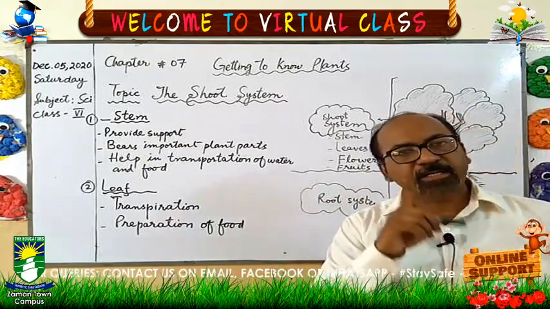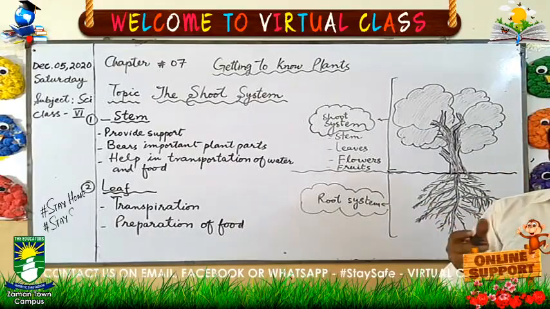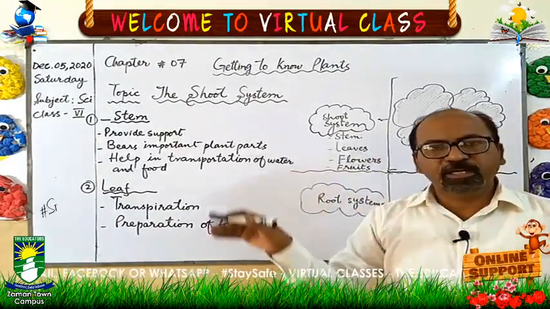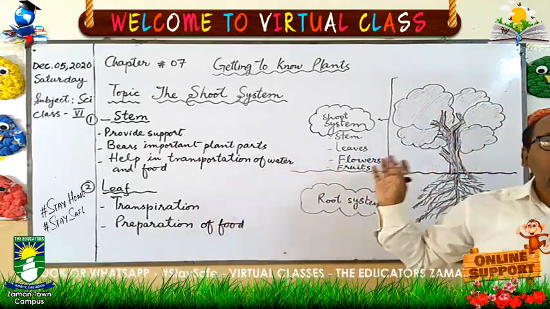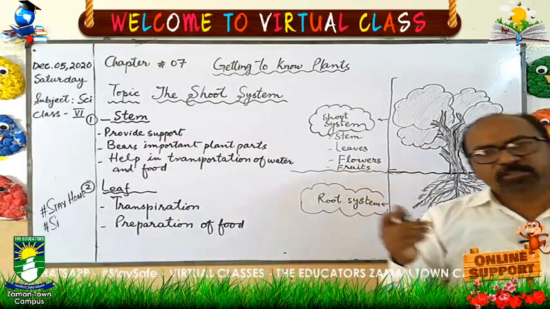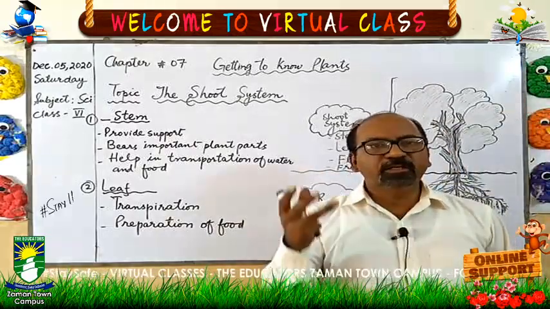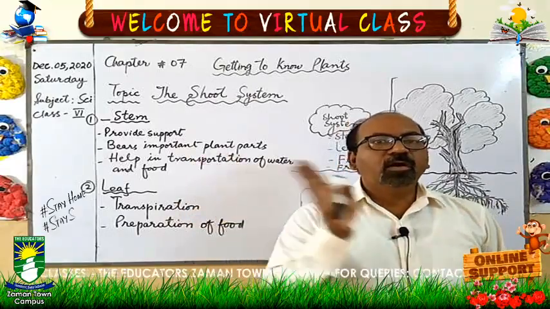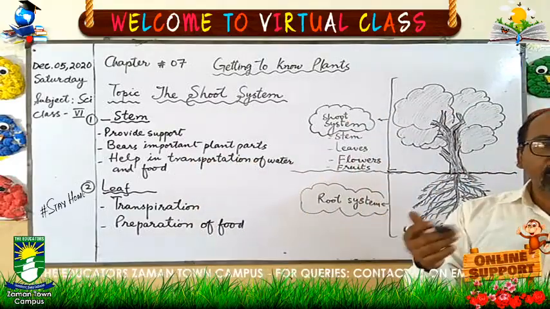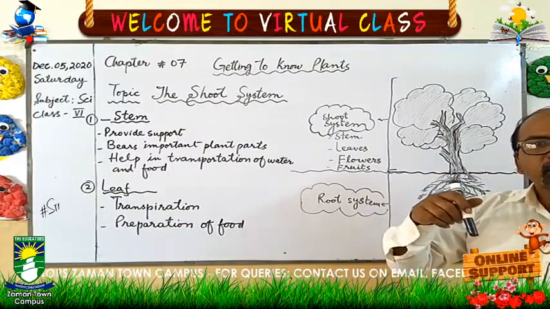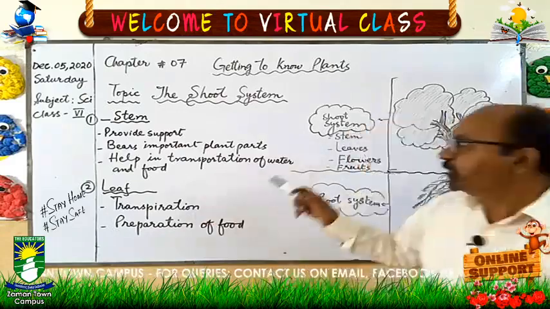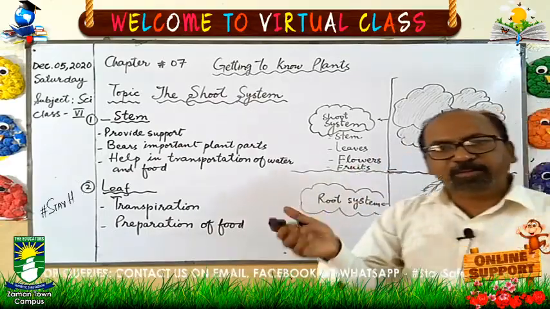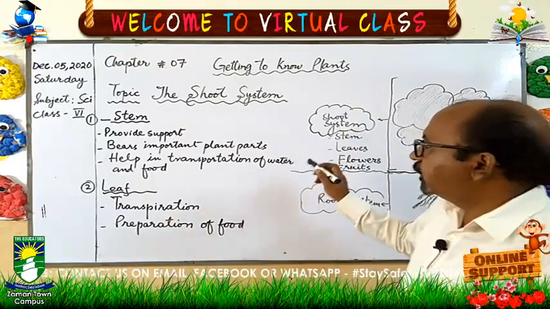One important part is the leaf, because the leaf is the part where they prepare their own food. The food for the plant, and food for the rest of the animals. Because we use plants and their different parts as our food. Sometimes we use fruits, vegetables, seeds, flowers, and leaves as vegetables. Sometimes we use roots, like carrot. So all the plant parts can be the food of other animals. So it is important because it bears an important part, the leaf, and the leaf prepares food, and this food is used by plants, and the rest of the food is stored in the other parts of the plant.